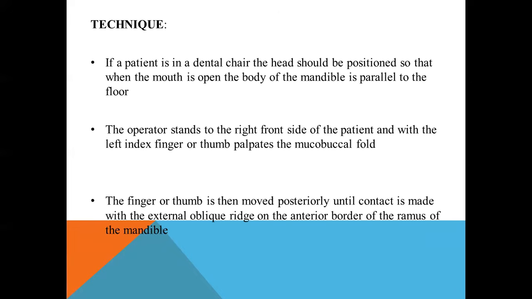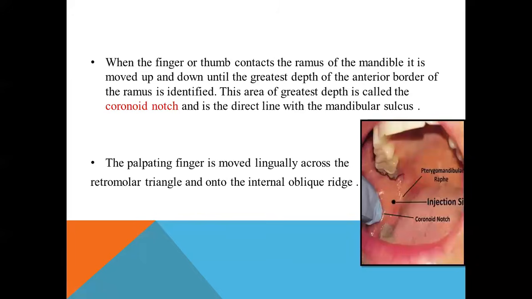For the inferior alveolar nerve block technique, the patient is in the dental chair, and the head should be positioned so that when the mouth is open, the body of the mandible is parallel to the floor. Remember, it should be parallel to the floor. The operator stands to the right front side of the patient and with the left index finger or thumb palpates the mucobuccal fold. The finger or the thumb is then moved posteriorly until contact is made with the external oblique ridge on the anterior border of the ramus of the mandible.